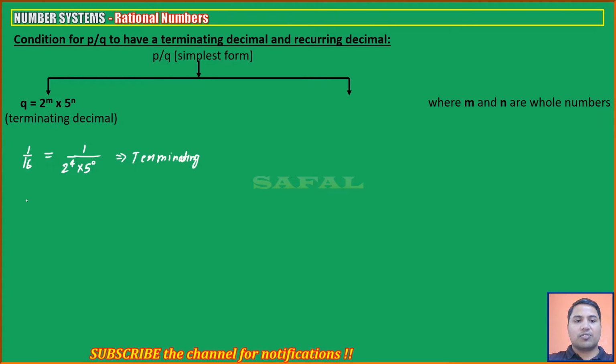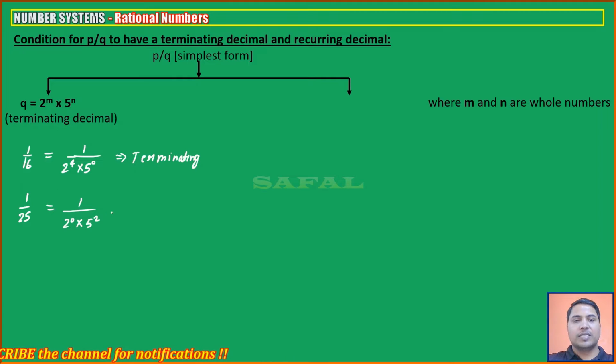Similarly, if I ask you to find 1 by, let's say, 25. So this you can write 1 by 2 power 0 into 5 square. So again, the denominator I am able to express in the form what? 2 power m into 5 power n. So this will also have a terminating decimal.